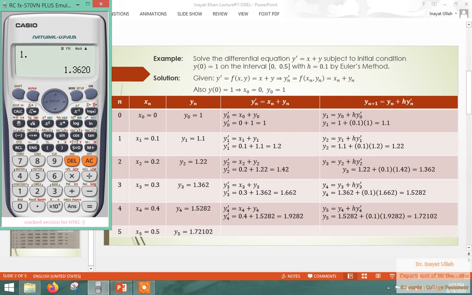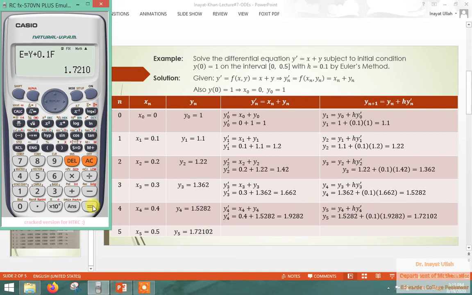So that is 1.5282, equal to, f is 1.9282 here, and equals to, e is 1.7210. The last digit 2 is not included there because we have fixed the calculator up to 4 decimal places. So that is the value of f, the value of e.